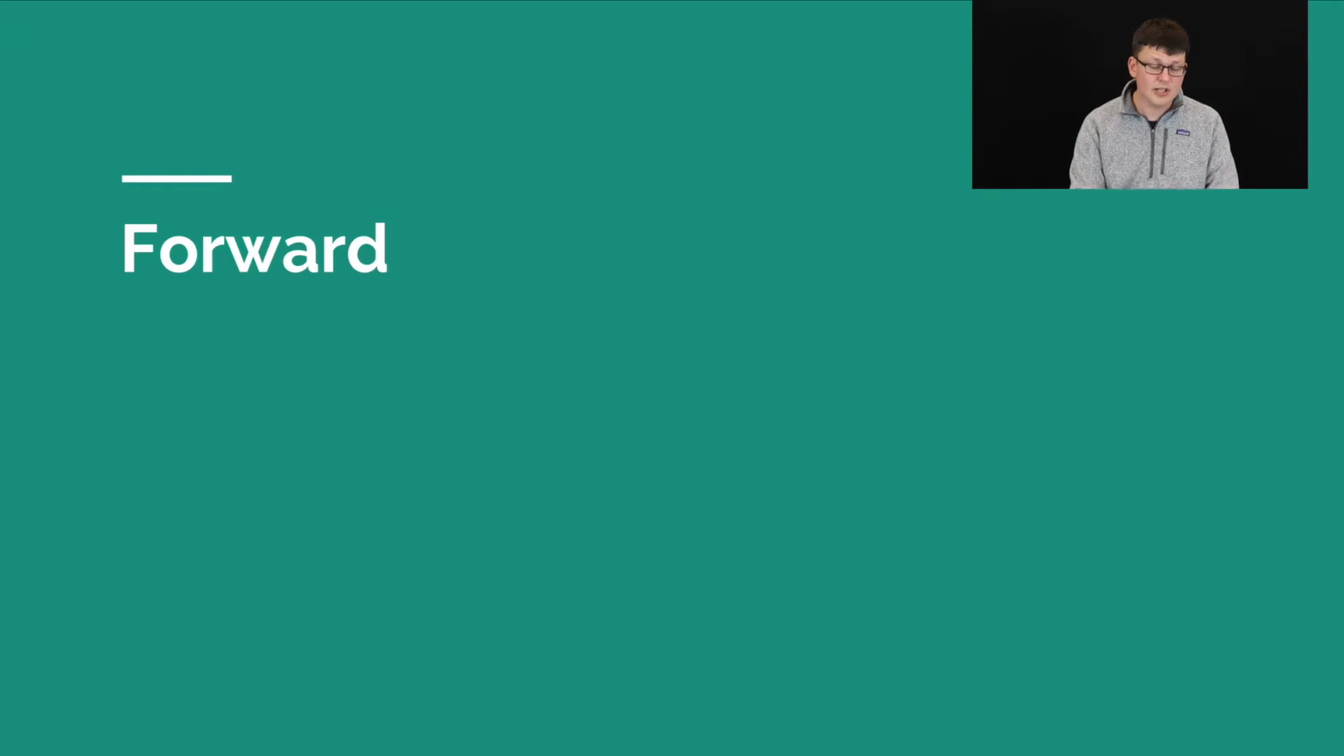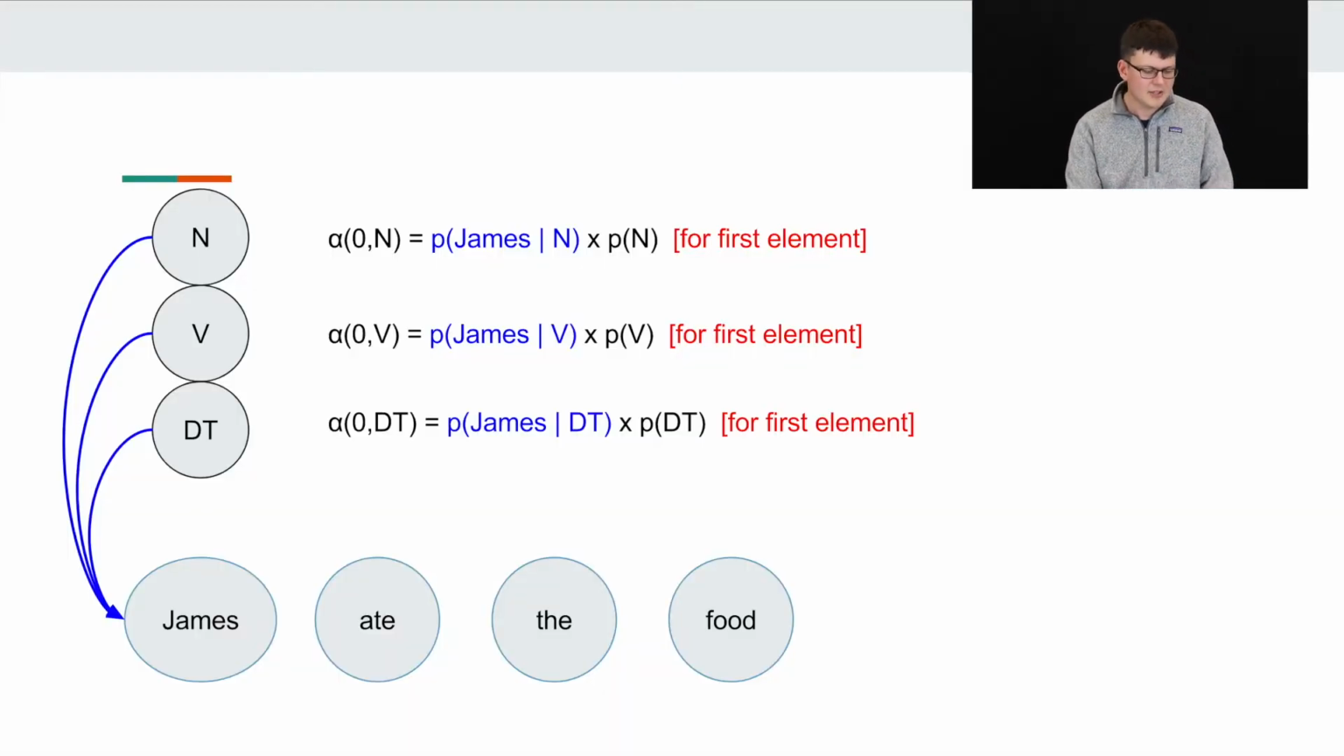All right, so we're going to do the forward pass first, so that means we're going to compute all of alpha first, and then once we're done computing alpha, we'll compute beta, and then we'll put it all together. All right, so here's forward. So we're going to have James ate the food, and we're going to compute alpha 0n, alpha 0v, alpha 0 determiner. So this is, in that initial state, right?